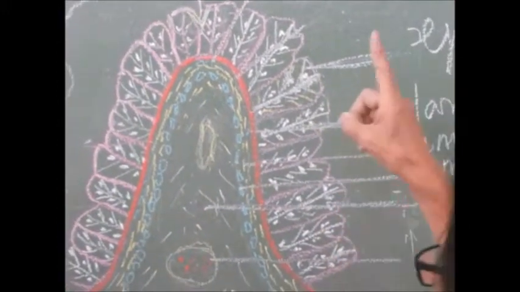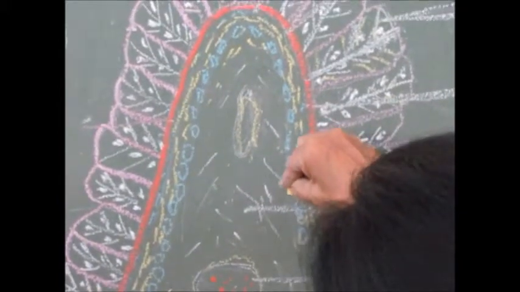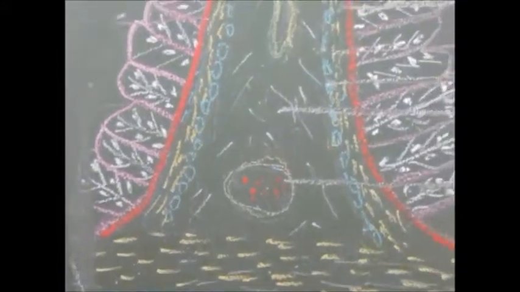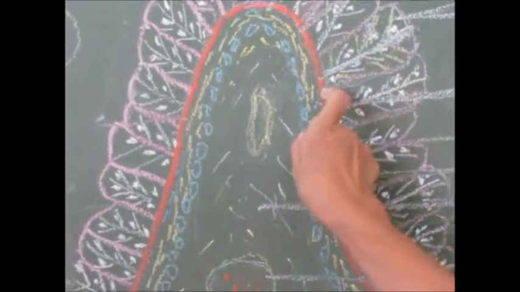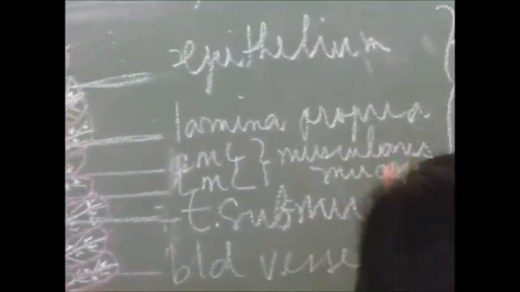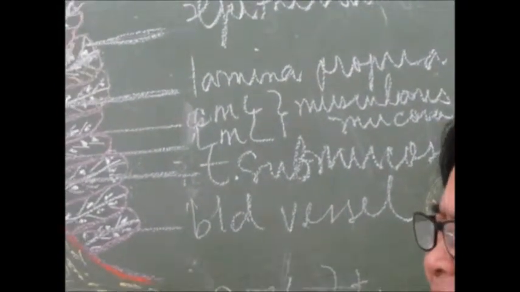Okay? Now beyond this lamina propria, what are these round things? These are the longitudinal muscles. And what are these dashed lines? These are the circular. So aside from the muscle layer, we also have another muscle layer in the tunica. But we do not call it tunica muscularis, we call it muscularis mucosa. Now, only the stomach.